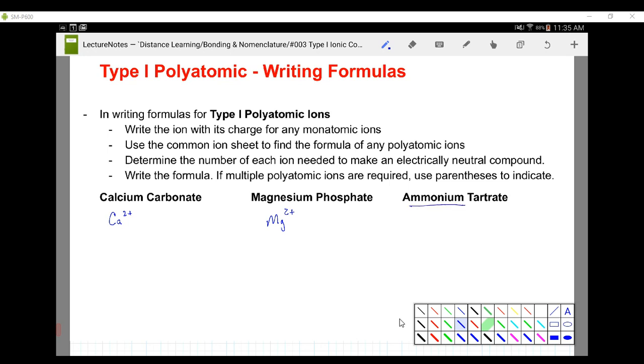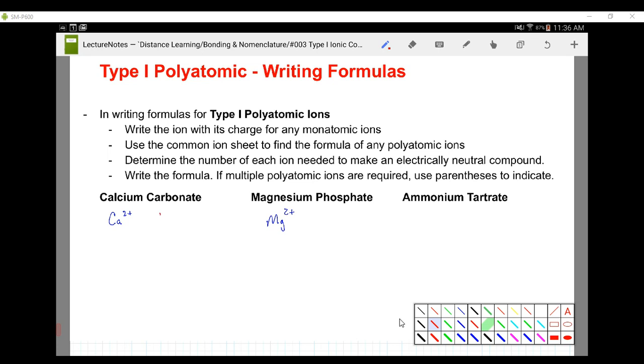Ammonium is not an element. It's not on the front side of our periodic table. And tartrate, that ends in ATE, that should also tell me that this is a polyatomic ion, because we know that all of those monatomic ones ended in IDE. So all of these remaining ones I need to look up on the back of my periodic table.